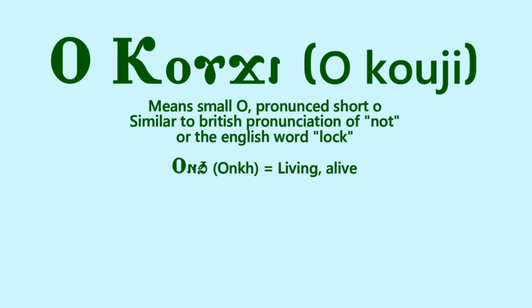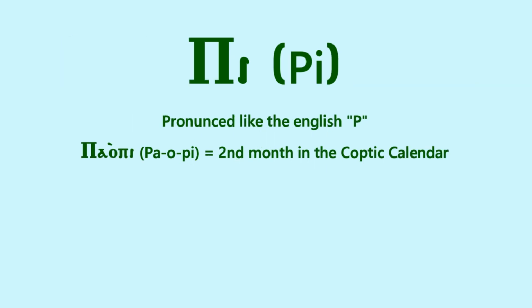Now continuing again, same format like in the English alphabet, O and P. In Coptic, the O sound is going to be pronounced as a short O, and in Coptic you would usually say it as an O kuji, which is small o, and it's going to be similar to the British pronunciation of the word not, or like in English the word lock, just an O sound. And in Coptic, a word for that would be onch, which means living or alive. And in hieroglyphics, as you can see, it was a spiral, and just take a bit from there and form the O shape. Now we have the P sound.